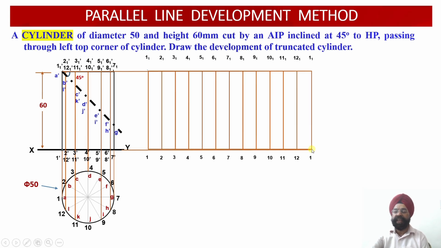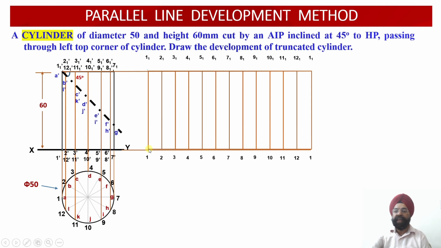It will be on the slightly shorter side. But if you want to have the perfect development, you can work out mathematically 2 pi r and then divide it by 12, and this will give you your sectors. All these sectors will be pi d divided by 12.